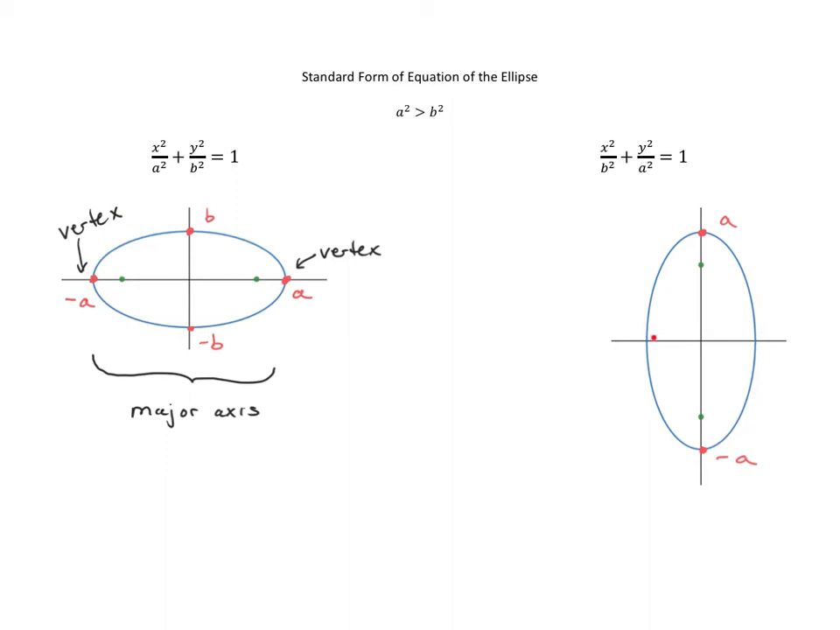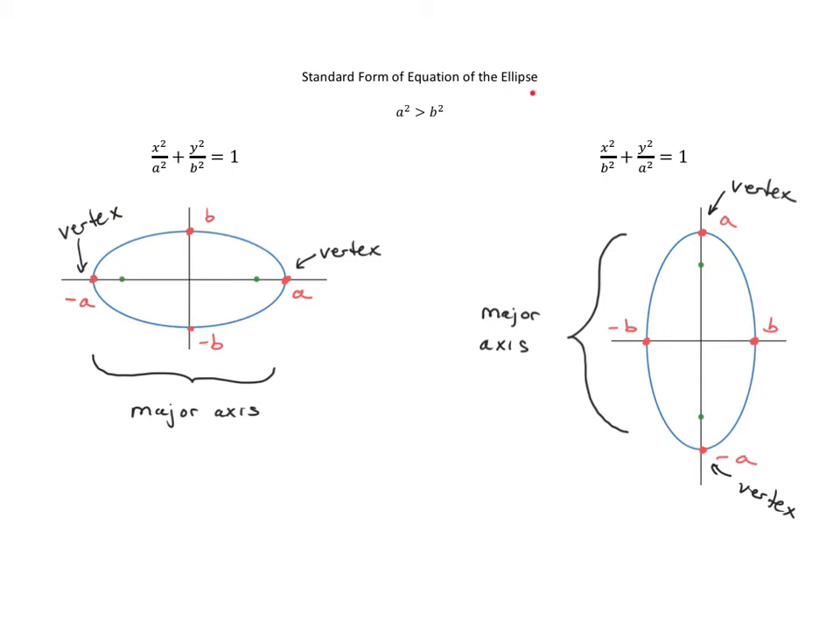And when you solve for the x-intercepts, that's going to come from this part of the graph. X will equal plus or minus b. So you get a +b here and a -b here. Now this time, the major axis is going in this direction. And then we call this a vertex and this a vertex as well.